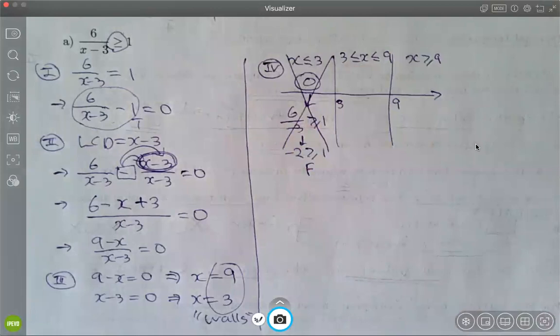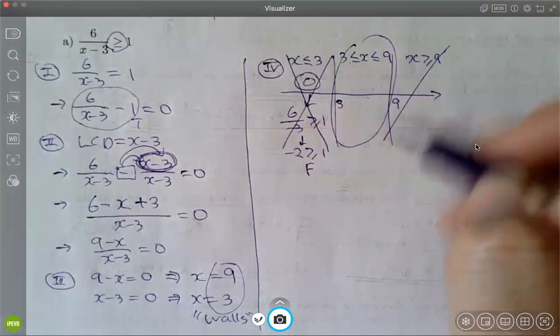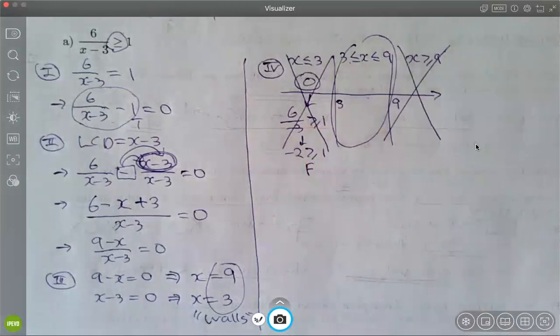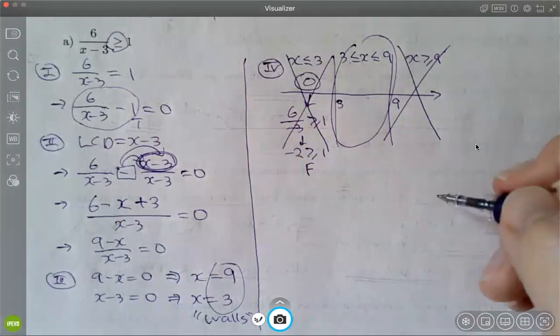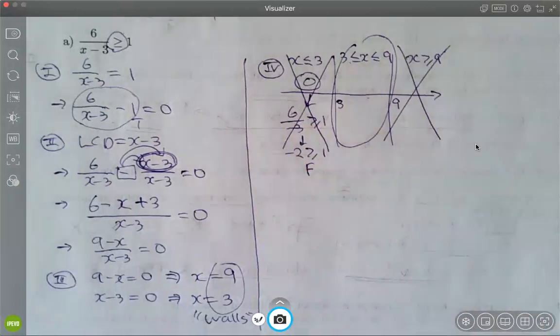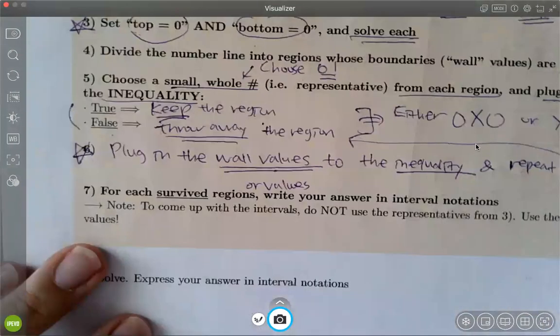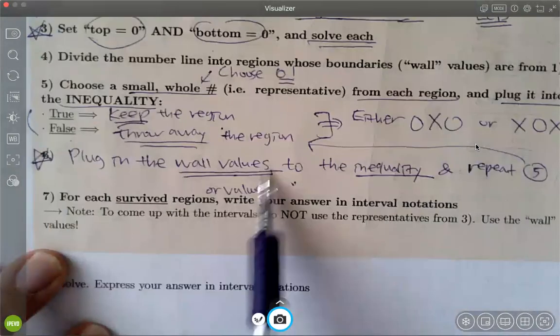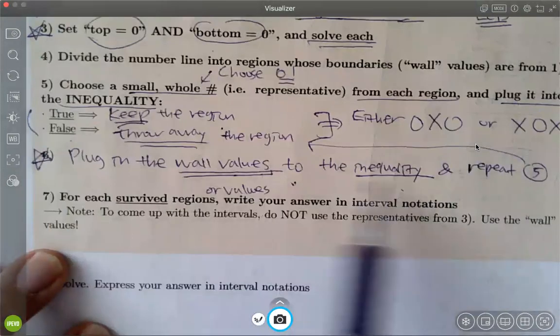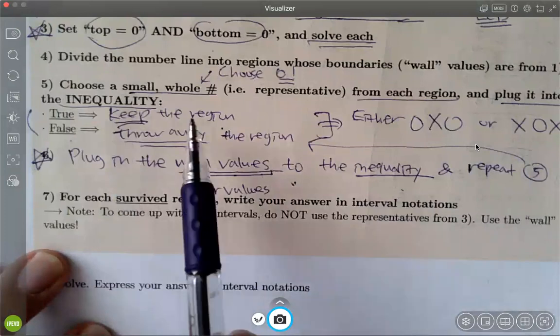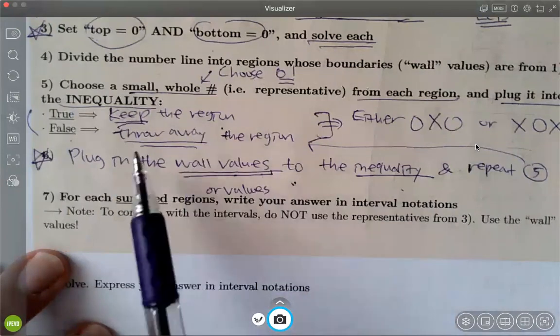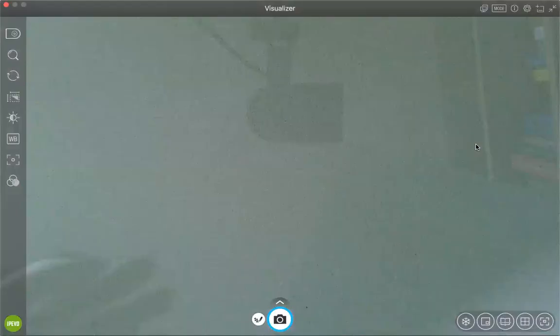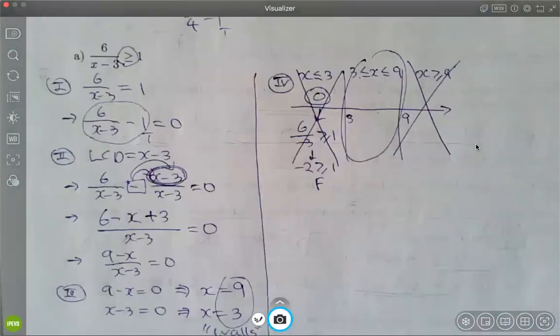So what will happen to the other two? That, right? Okay, so now that's not the end, remember. What do we have to do? Plug in the boundary values as well to the inequality, okay? And if we get a true statement, we keep the value. If not, we cross it out, okay? So now plug in the boundary values as well.